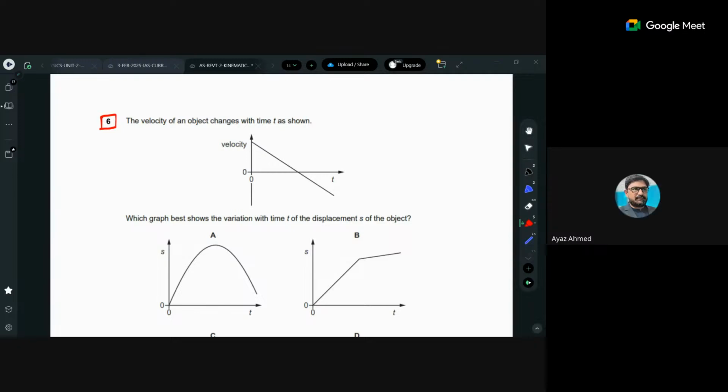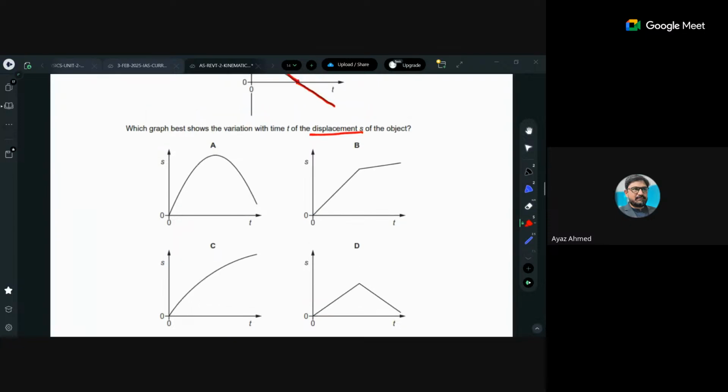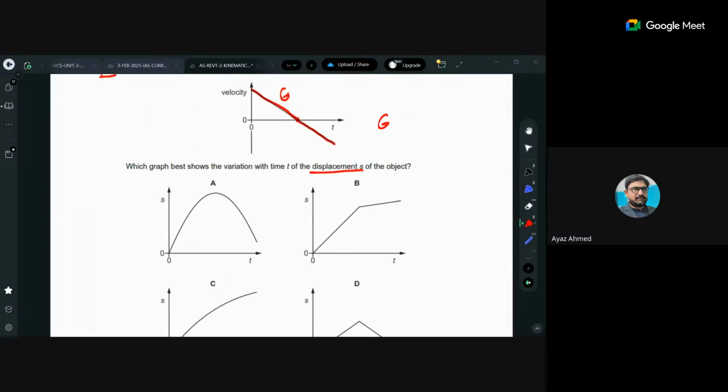The next one is basically the setup of your velocity-time graph, and you have to convert that. Which graph shows the best displacement-time graph? Displacement is also a vector. Here velocity decreases, so the gradient should be decreasing. Am I right? And again, velocity increases, so the gradient should be increasing, but the rate of change of gradient should be constant. It should be a graph in which initially the gradient decreases and then the gradient increases at a constant rate.